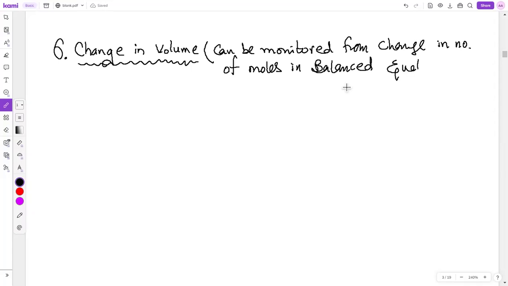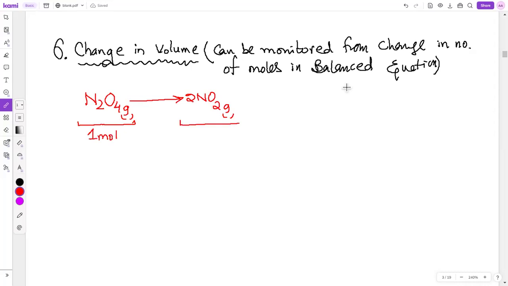And we have a variety of devices. Those devices are not supposed to be learned in A level. So we have devices which can measure volume change of gas as well as volume change of liquids. For example, if you have this reaction N2O4 gas goes to 2NO2 gas. So what is happening here? How many moles do we have on the left hand side? 1 mole. How many moles do we have on the right hand side? 2 moles. So we can clearly see that the moles are increasing.